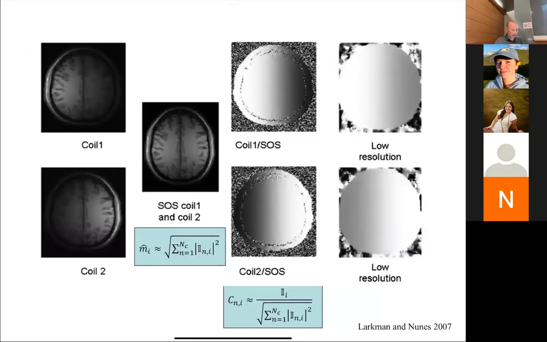That's shown here. Coil 1 is mostly bright on the left side. Coil 2 is mostly bright on the right side. I take each of those images and square them, add them together, take the square root of the sum, and I end up with this image that looks pretty good.